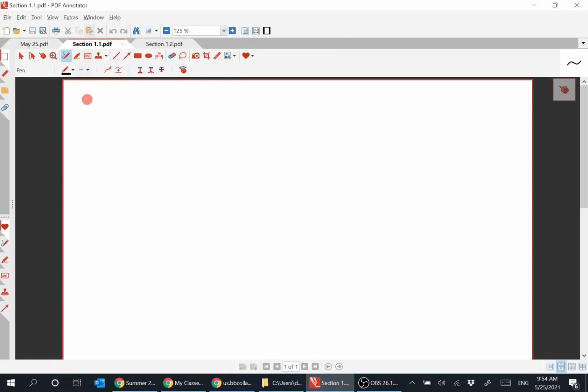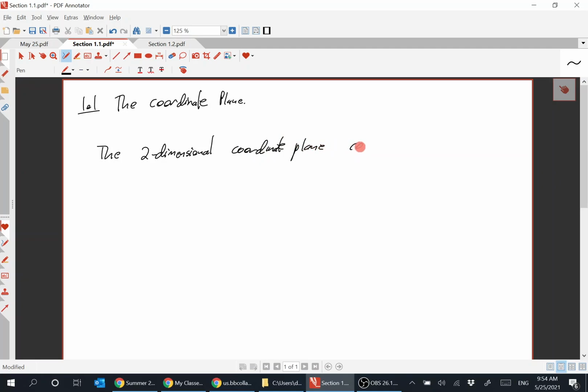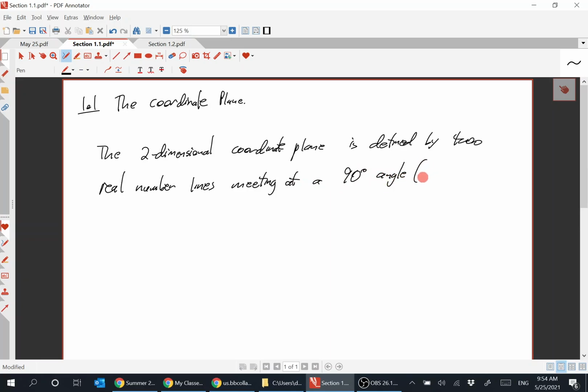So the coordinate plane. The two-dimensional coordinate plane is defined by two real number lines meeting at a 90-degree angle, i.e. they're perpendicular, meeting at a 90-degree angle at coordinate 0 in each.